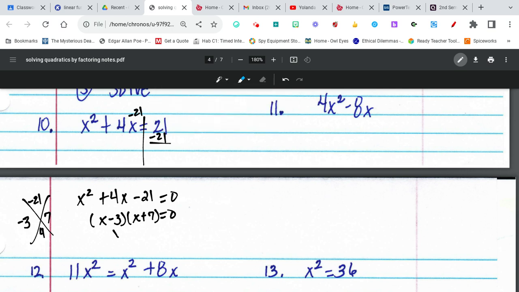And then we just set each one of those factors equal to 0 and solve. So here you're going to get an x-intercept of 3. Here you'll get an x-intercept of negative 7.